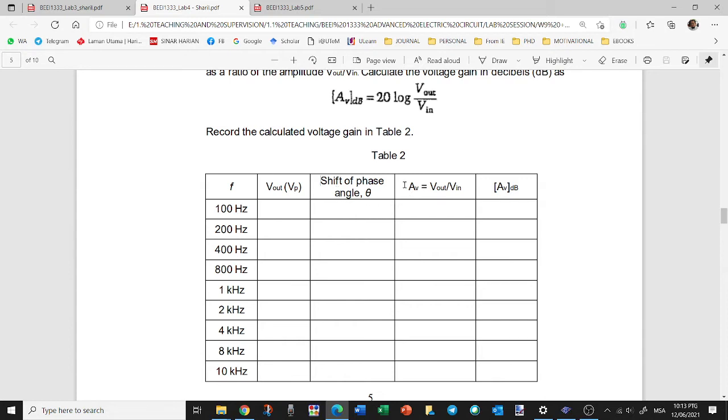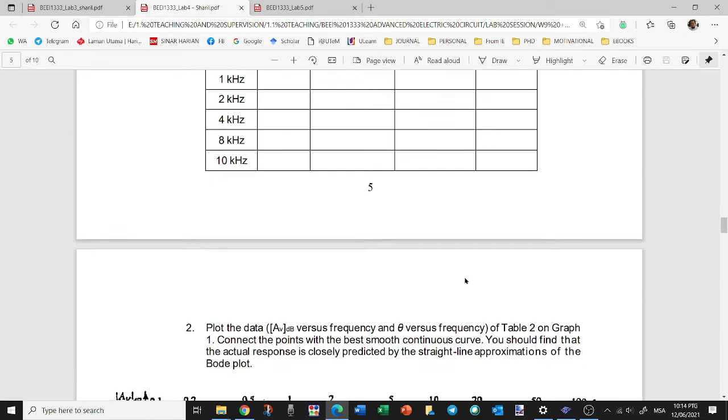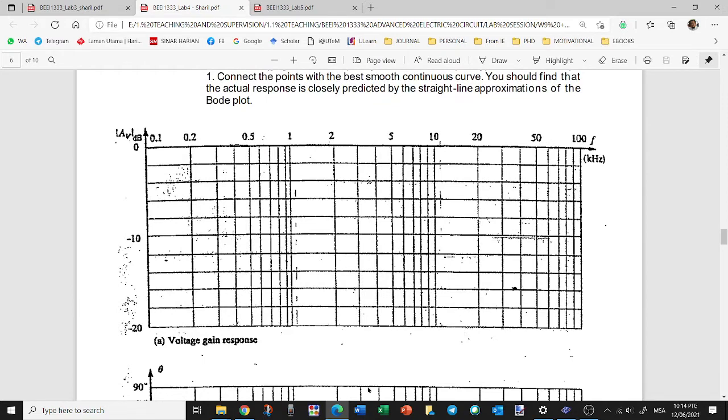Okay, so this one is dia punya gain dia. Okay, you just divide Vout over Vin. Okay, Vin ni constant 2 volt, Vout is whatever value you obtain here lah. Alright, and then after that you use this formula here untuk calculate dia punya gain dalam bentuk decibel. Alright, so after that you akan plot data dalam graph ni. Okay, this is dia punya gain response in terms of decibel versus frequency. This is the frequency ya.